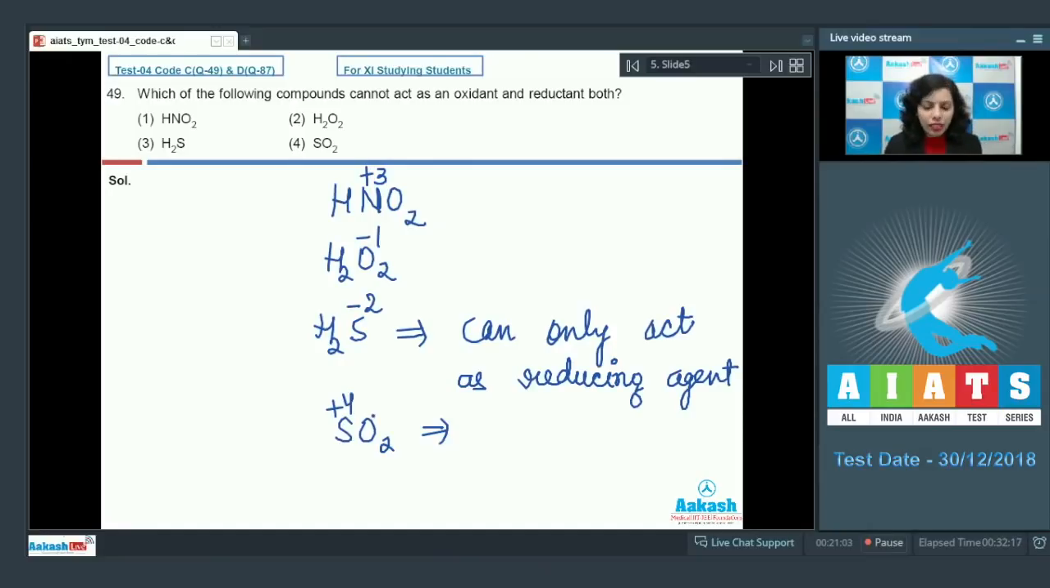So only option that we have here is H2S, that cannot act as oxidant and reductant both. It can only act as reducing agent or reductant simply. So answer is option 3. And yes, it's a turn for question number 50.